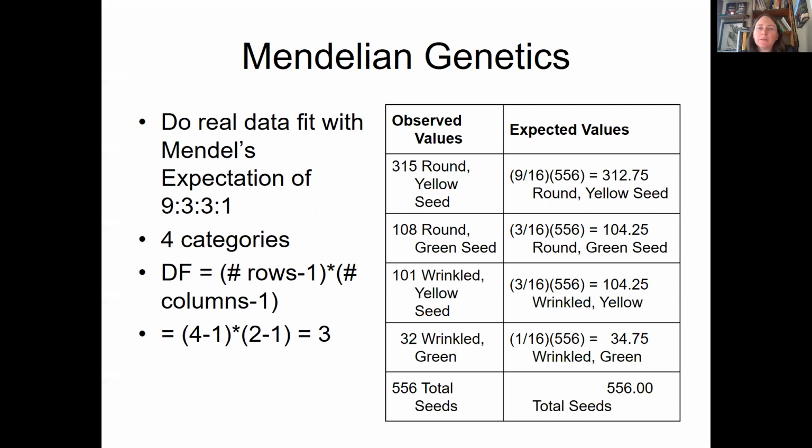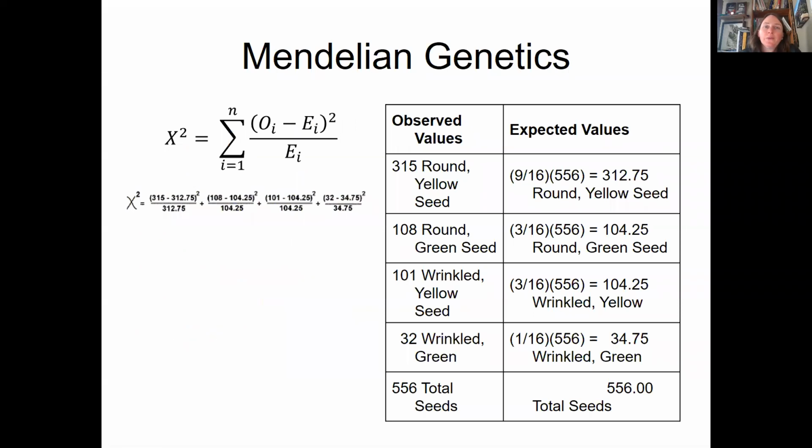Now in this case, the degrees of freedom would be the same thing. Basically, you have 4 different types of pea seeds, and so 4 minus 1 equals 3. In this case, there's also 2 different columns, but 2 minus 1 equals 1, so it's the same thing. You can calculate degrees of freedom in a couple of different ways, but focus on just the 4 different types of seeds. Minus 1 would give you 3 degrees of freedom.